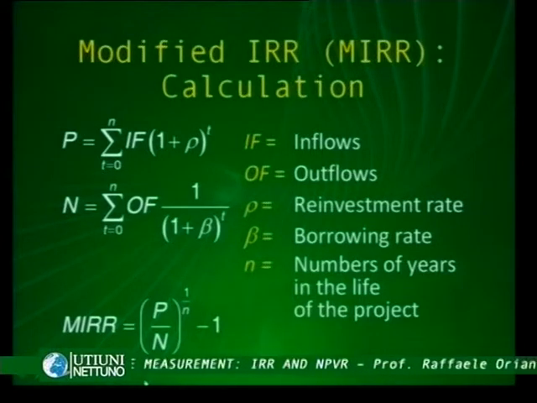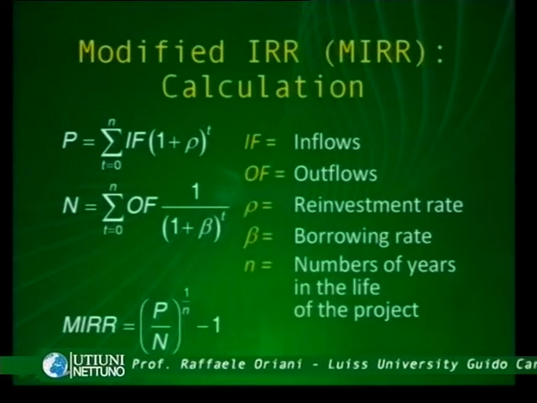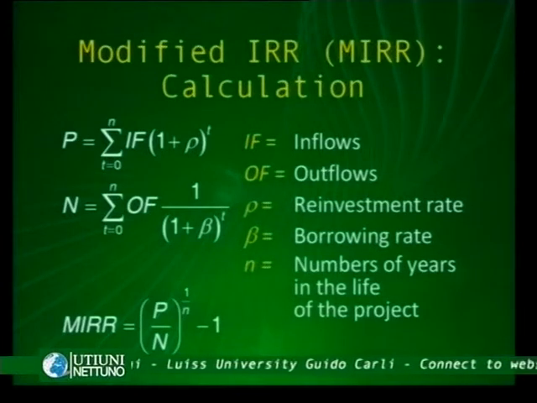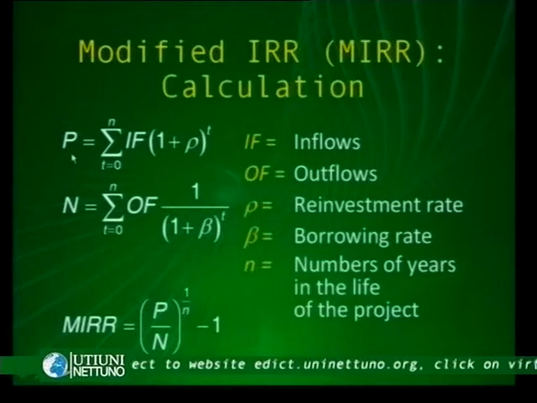So this is basically the average rate of return that the project is generating on a yearly basis over the n years of its life. So we have to understand better what these P and N values are. So P is the future value of all the inflows.